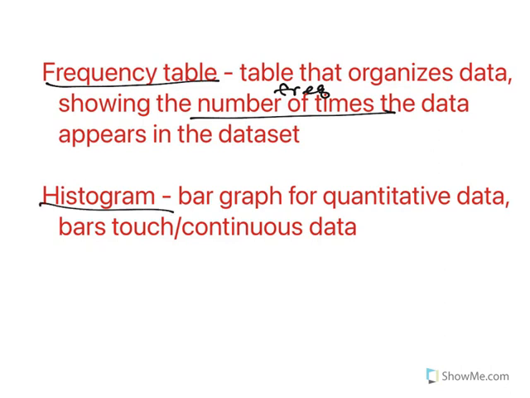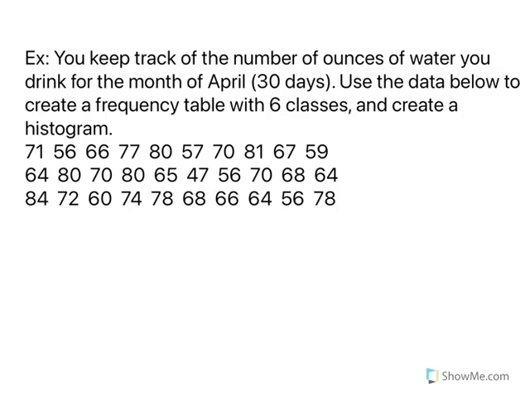The histogram is a bar graph for quantitative data. It's continuous, and therefore the bars touch. So that is what we're working on today. All right, let's do our example. You keep track of the number of ounces of water you drink for the month of April, which is 30 days. Use the data below to create a frequency table with 6 classes and create a histogram.